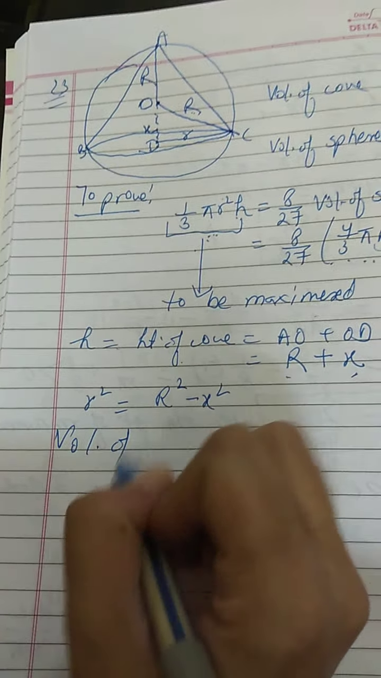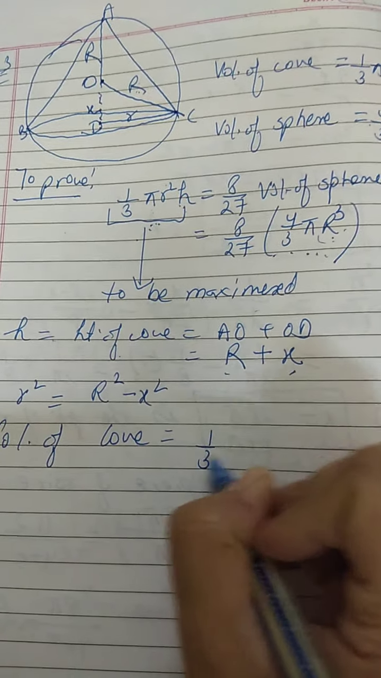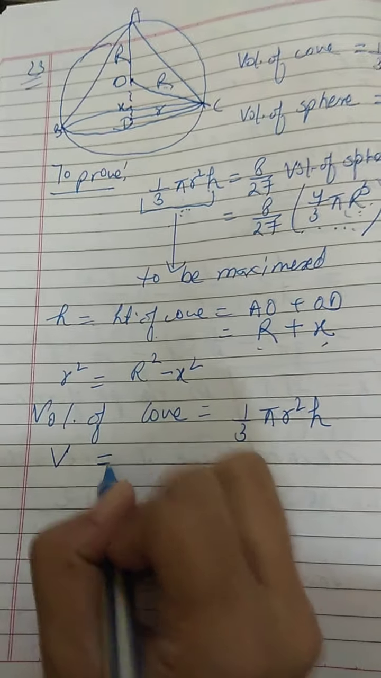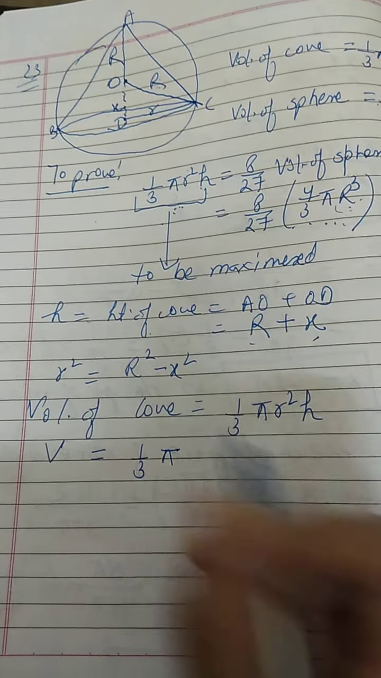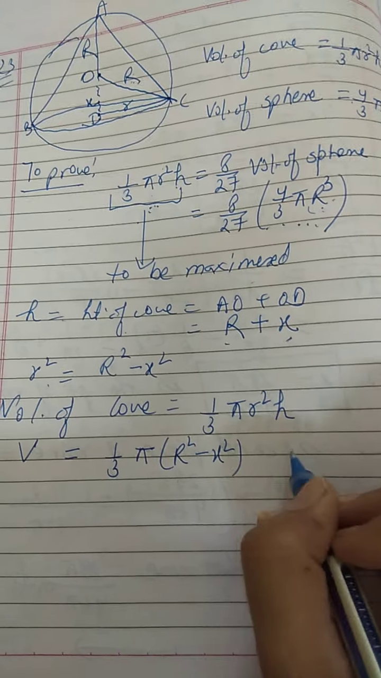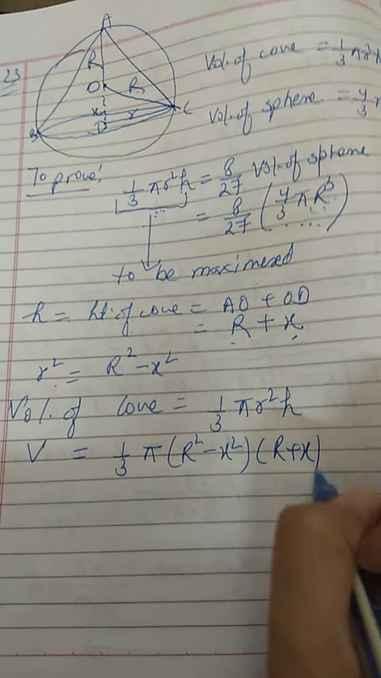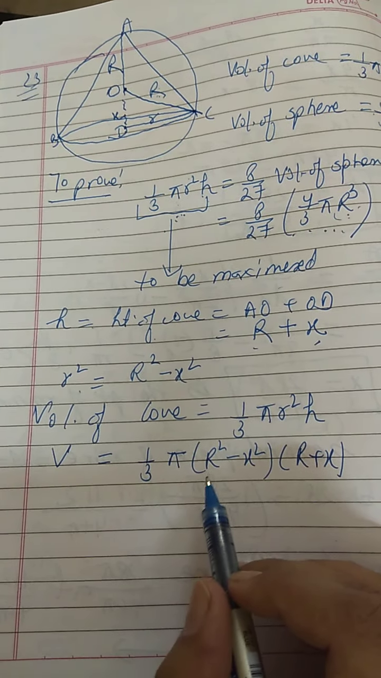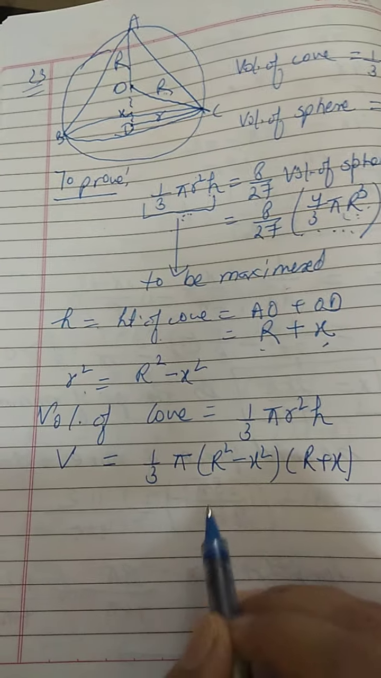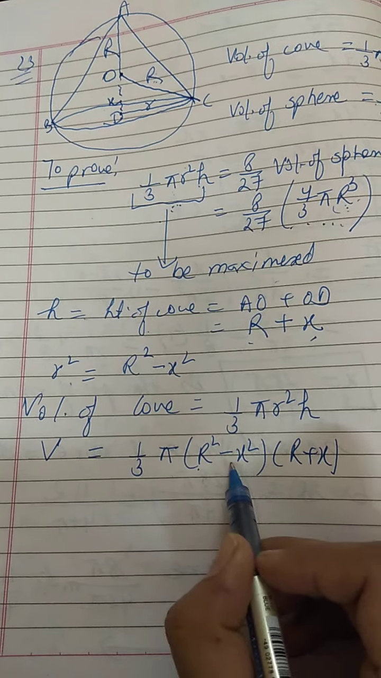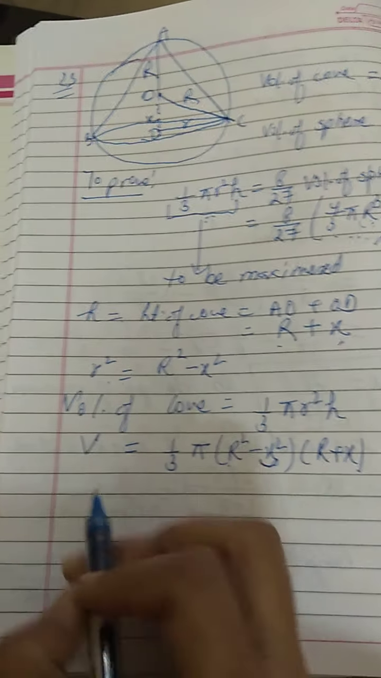Now we will start with the volume of the cone. What is the volume of a cone? It is 1 by 3 pi r square h. So V will be written as 1 by 3 pi, which is constant, the value of r square we are writing as capital R square minus x square, and the value of h is capital R plus x, right? The formula has been converted into capital R and small x. Capital R is fixed, we have to keep it. That means x is the variable with respect to which we will differentiate.